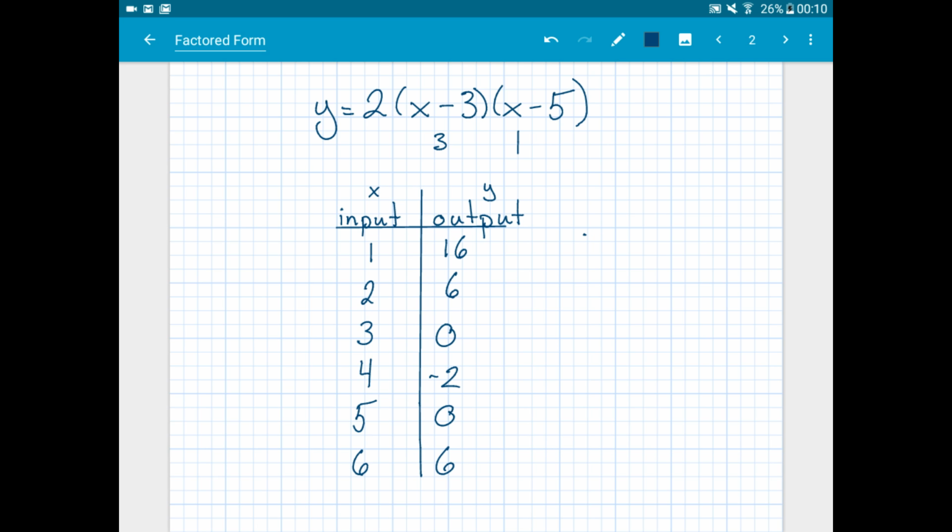Okay, so now, like we did before, we could look at this and notice that this seems to be the point that things go up by here and up by there. So this may be the vertex.